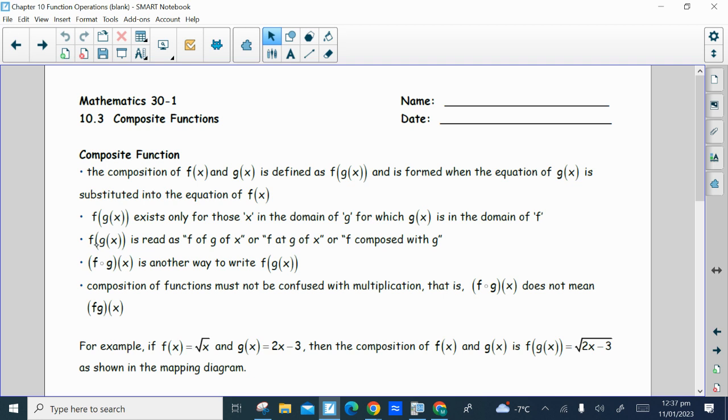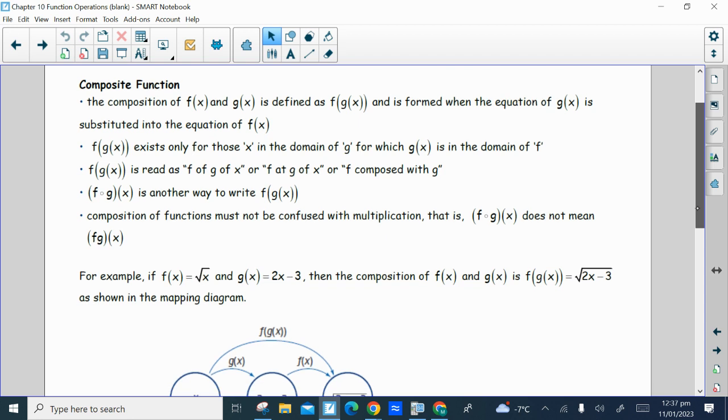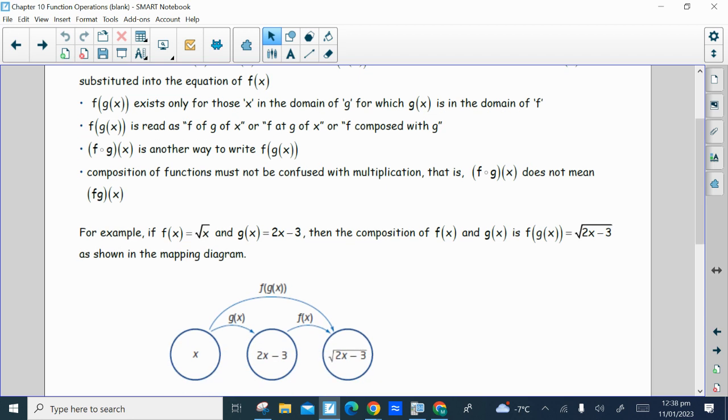So again, f(g(x)) is read as f of g of x, or f at g of x, or f composed with g. Another way to write it is with a little circle there. So it's not a dot, that would mean multiplication, it's an actual circle, an open dot if you want. f∘g is another way to write f(g(x)). Composition of functions must not be confused with multiplication, what I just said. That little circle does not mean f times g of x. Again, it means f∘g or f of g of x.